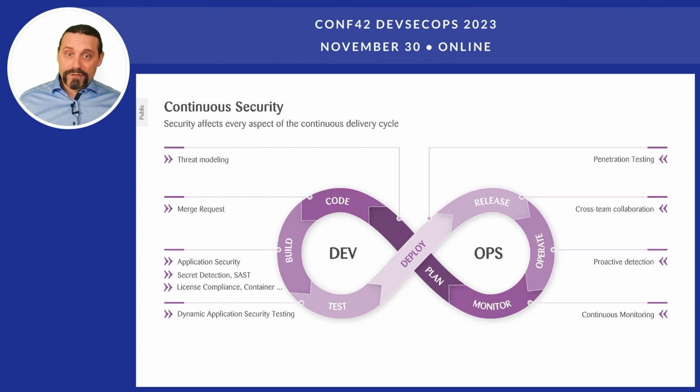Of course, in production, we will do penetration testing, and again, we do cross-team collaboration to find the problems. It is essential that we do proactive detection when we operate the product. We want to find security vulnerabilities before our customers do, and for that we need to continuously monitor our system security-wise.